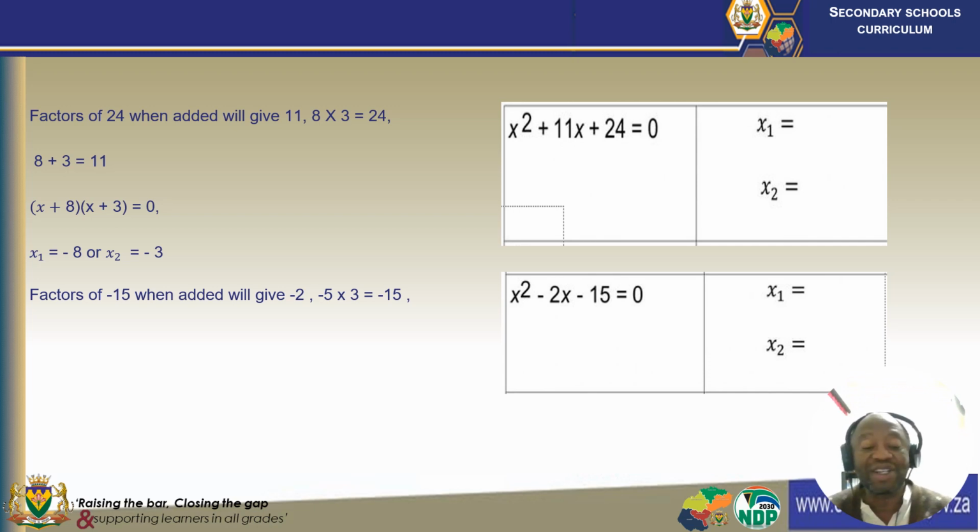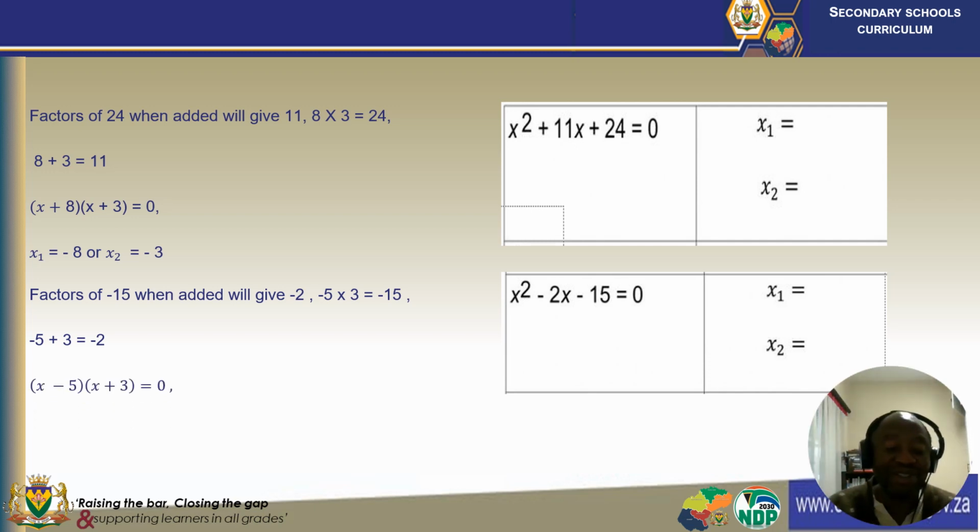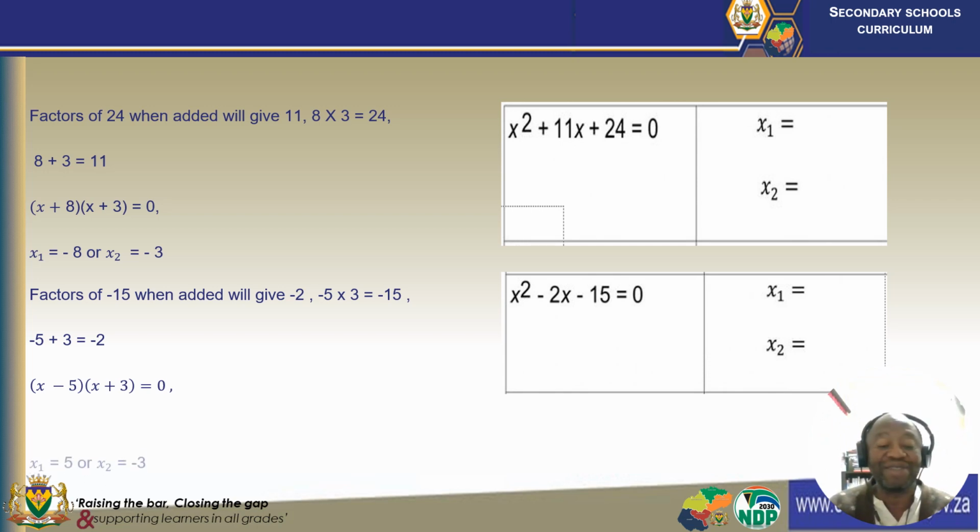Same here, factors of minus 15 are minus 5 and 3. But remember, those factors, when you add them, should give you minus 2. Therefore, minus 5 plus 3 is equal to minus 2. Therefore, x minus 5 into x plus 3. Then your first x value equals 5, and your second x value equals minus 3.